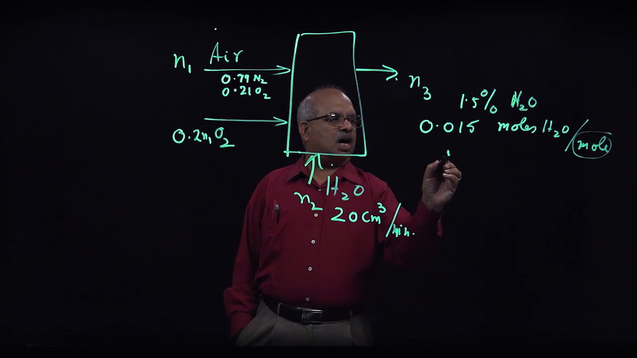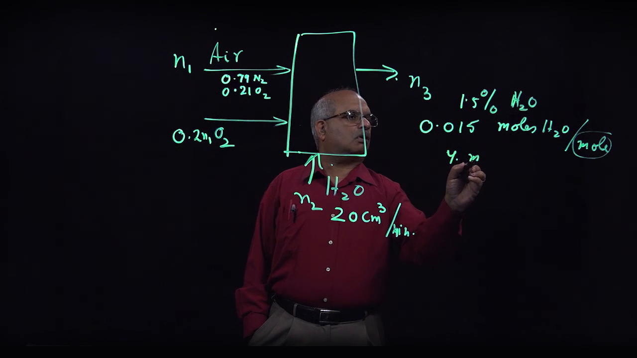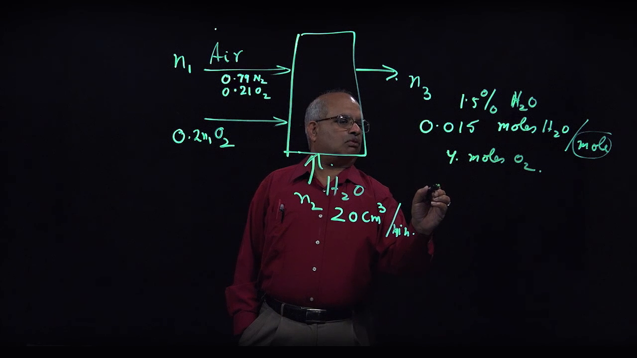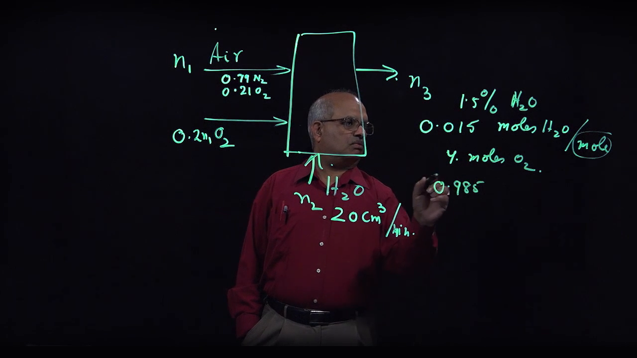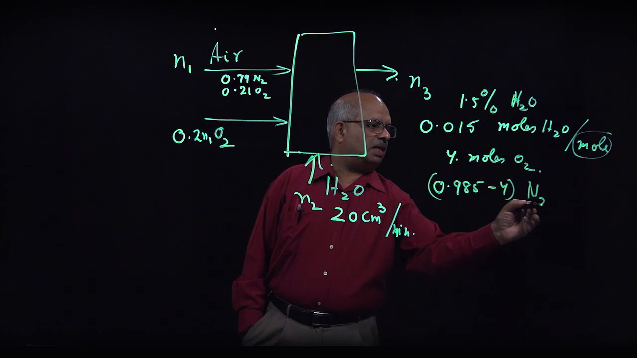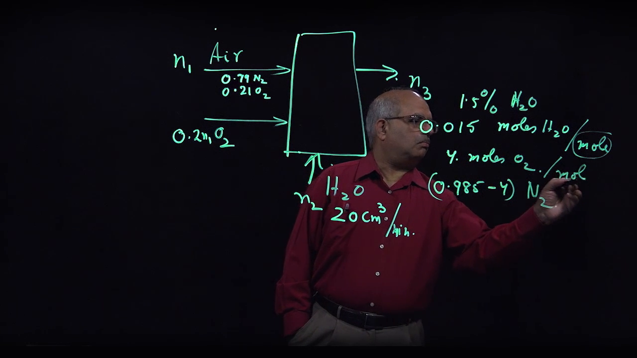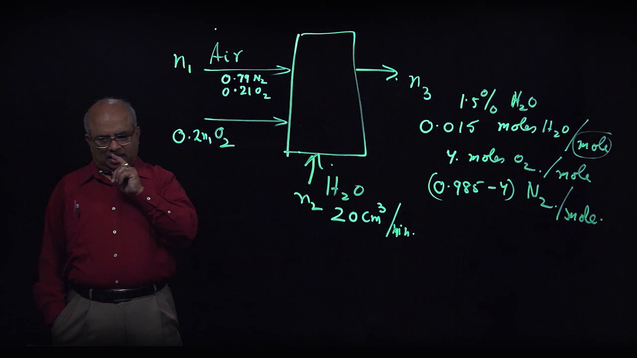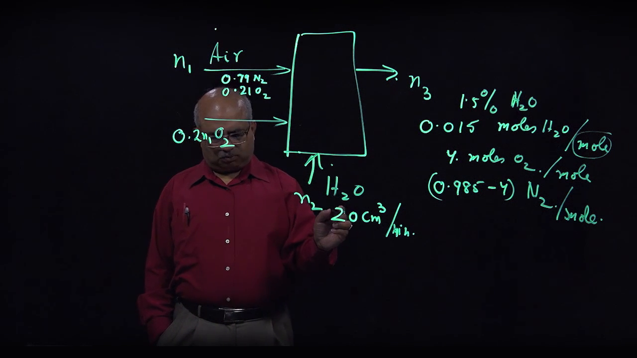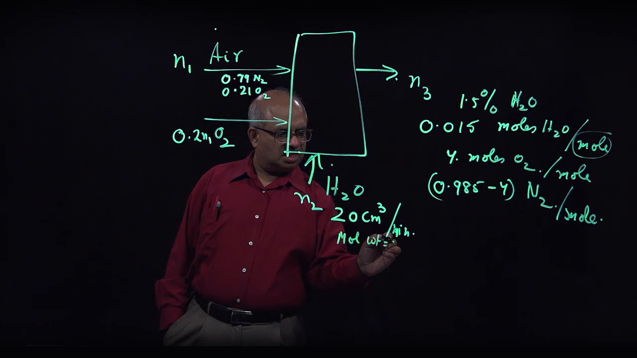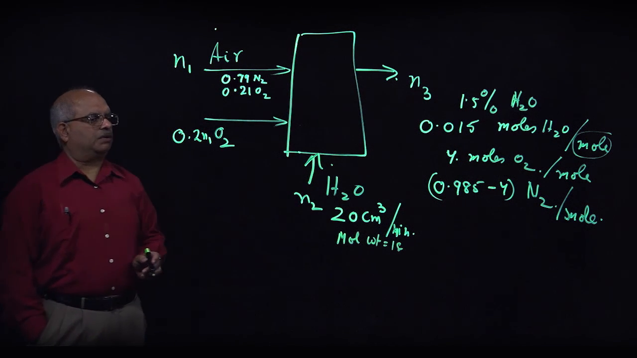And if we have Y moles of oxygen coming out, the nitrogen coming out would be 1 minus 0.015 minus Y, again per mole of total enriched air that is flowing out. And here we also know that if this is N2, because the molecular weight is known, which is 18, we can calculate the number of moles that are going in also here.